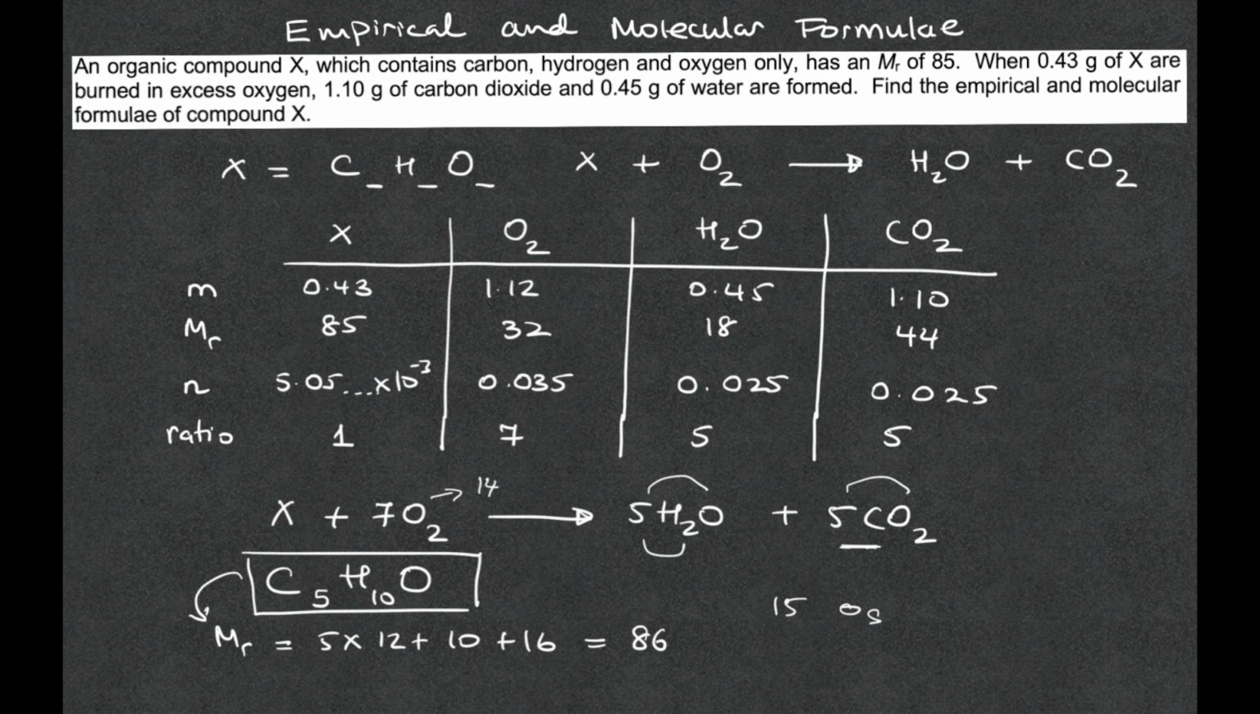Okay, so Mr is 86, and therefore this is our molecular formula as well, because there is no difference between the molecular mass and the empirical formula, which is C5H10O. So this is our molecular formula as well as the empirical formula. Okay, so this is basically one answer. All right, so I hope that helps.